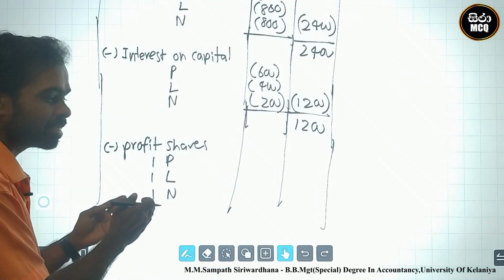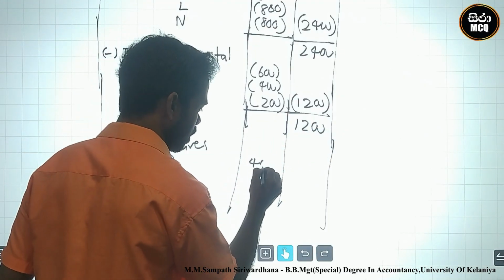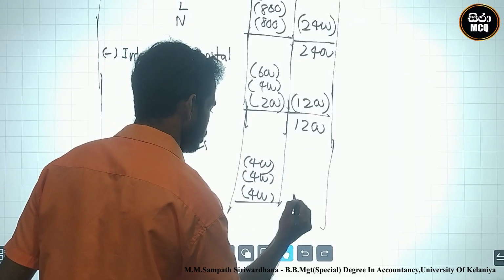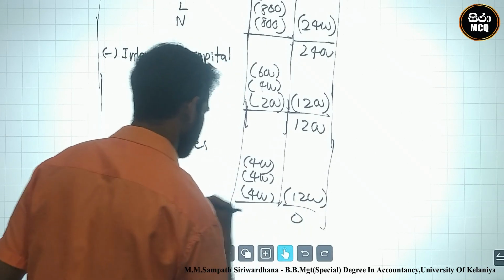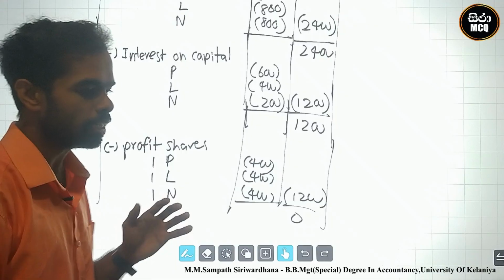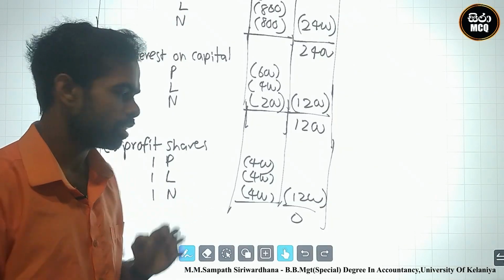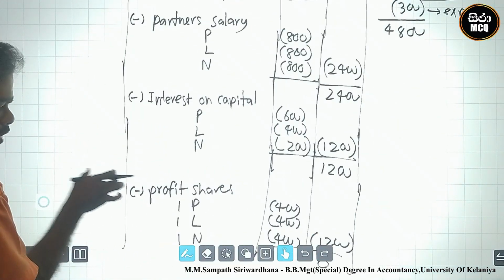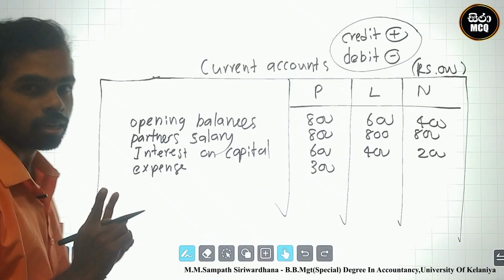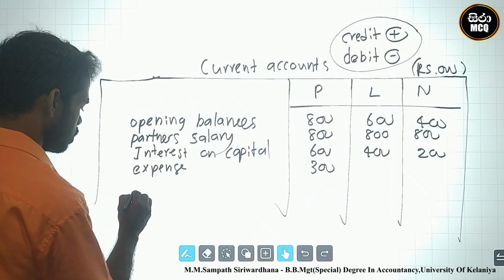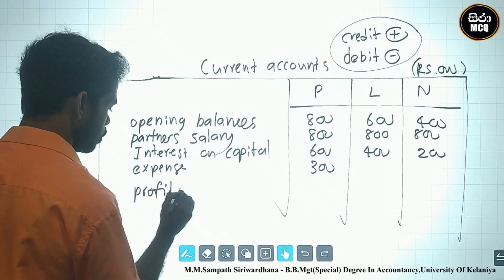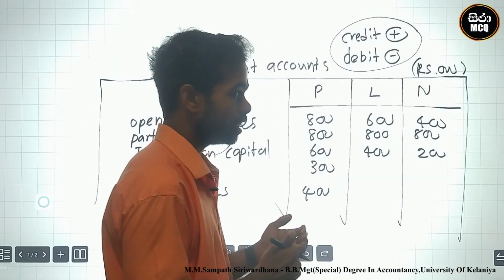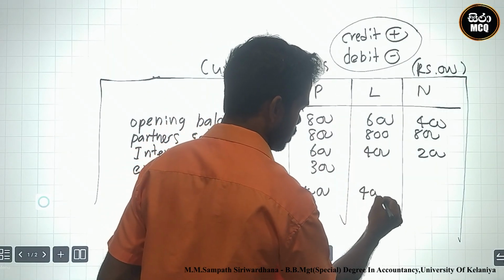This is the equal ratio. 1200 divided by 3 means 400. This is the profit shares. Okay, these profit shares should be credited to current accounts. Therefore 400 for every partner. 400 for every partner we must credit to current accounts. Okay, this is the current accounts profit shares, 400. This is a credit, no, we must credit means plus 400.